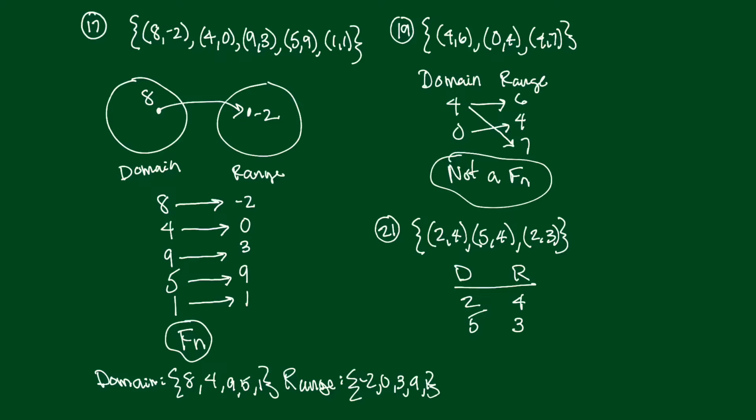Now where does the 2 go? According to this, the 2 goes to 4, and the 2 goes to 3. So 2 goes to 4, and it goes to 3, so it goes to more than one element. So this is not a function.